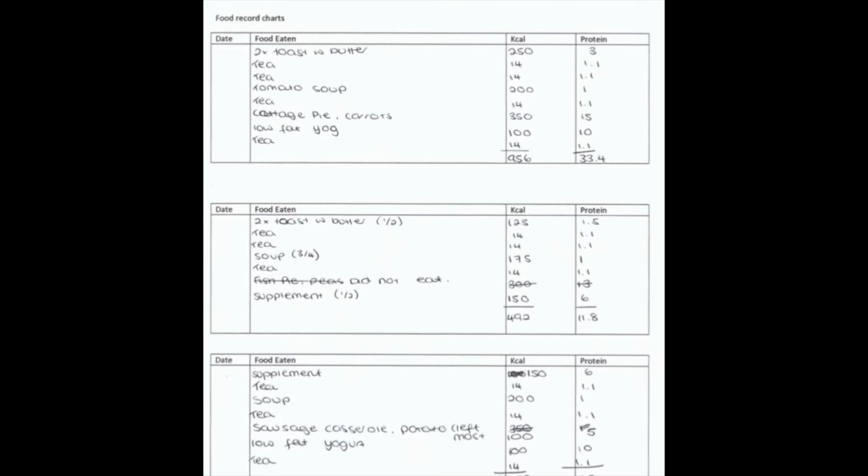I've then used the 3 days of food record charts provided to estimate the patient's intake. Based on my estimations, the patient is consuming between 492 and 956 calories and 12 to 33 grams of protein per day, with intake decreasing since the start of admission.